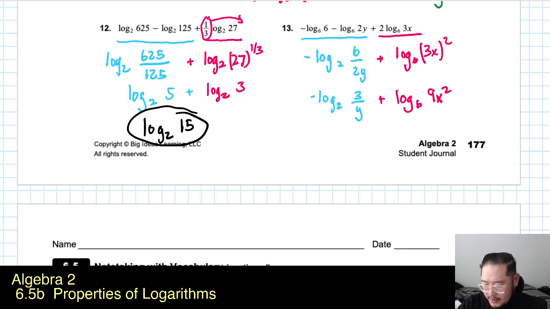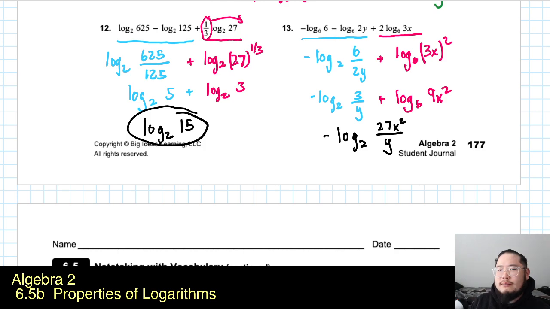So last thing right here, since we have the addition sign in between, we can multiply things together, combine our terms. And so we've got negative log base 2 of 3 over y. We're going to multiply, but let's keep that negative. So we've got negative log base 2. We multiply across with our fractions. 3 times 9x squared is 27x squared over y. And there you go. We have now simplified number 13.